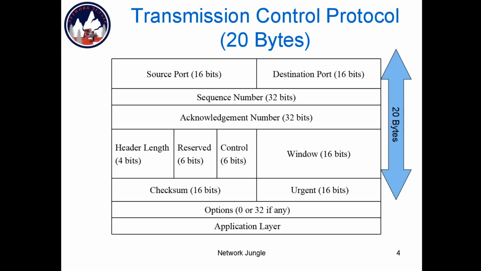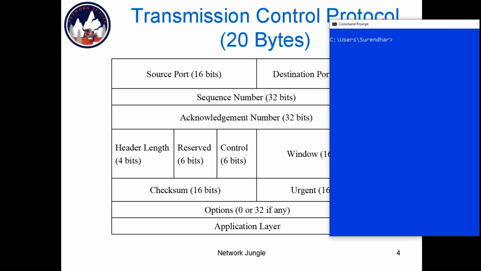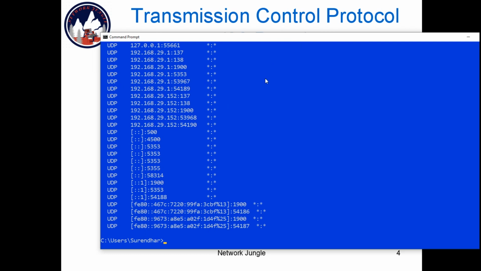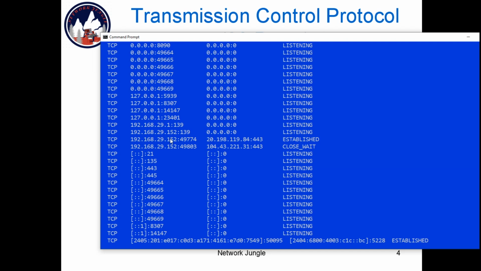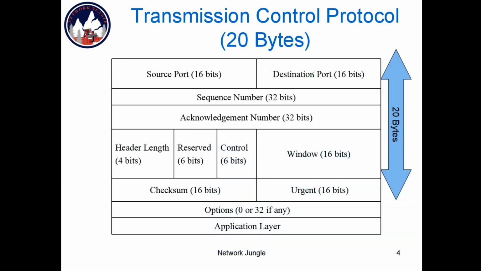For example, let's take the command prompt. For example, you type netstat. Here is the connection table. Here is the source port number 49774 and the destination port number is 443. Here is the dynamic port. Then this one is the HTTPS port. Here the protocol is TCP. So it maintains the layer 4 protocol.